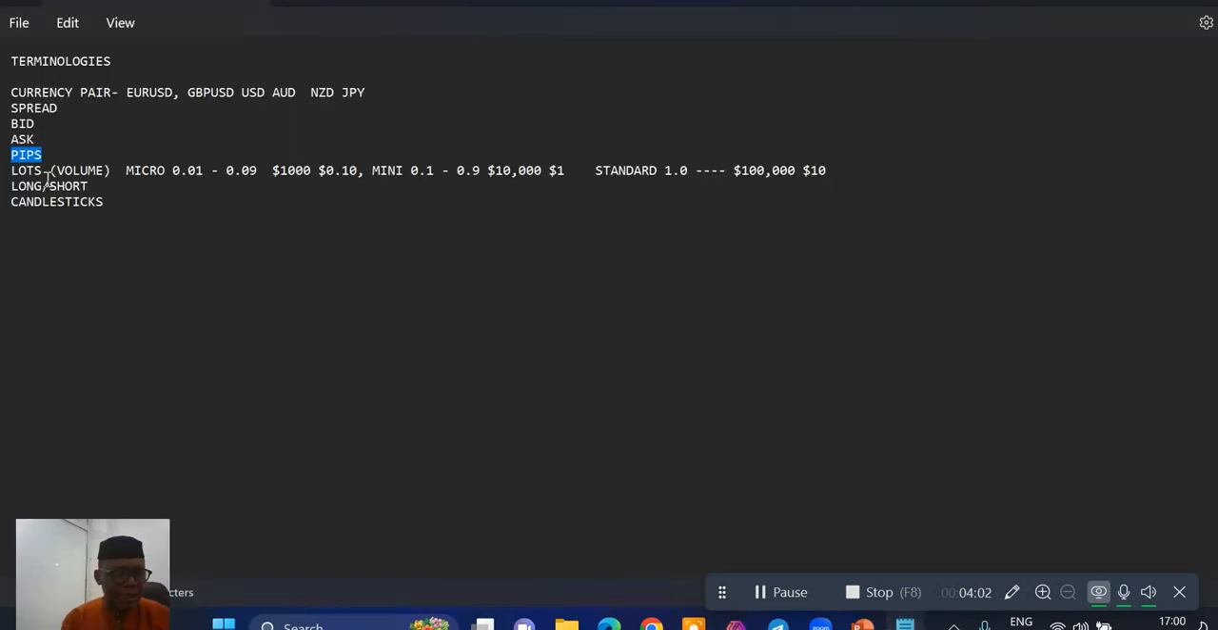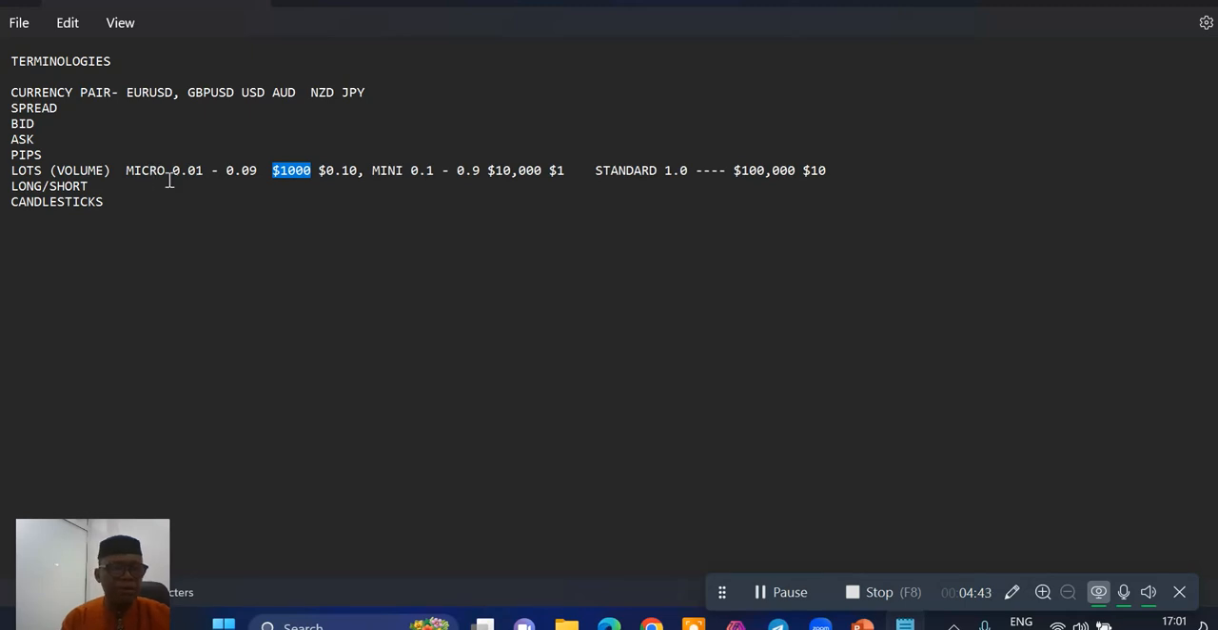Now the next cool slang is the lot size. We call it the lot size or volume. And we have three types. We have the micro, the mini, and the standard. So the micro lot size starts from 0.01 and terminates at 0.09. Now 0.01 is like asking the broker to do 1,000 units of foreign exchange. So don't panic. You will understand better when we discuss leverage and margin, because we are going to have a course on risk management, and we are going to discuss leverage, and we are going to discuss margin.